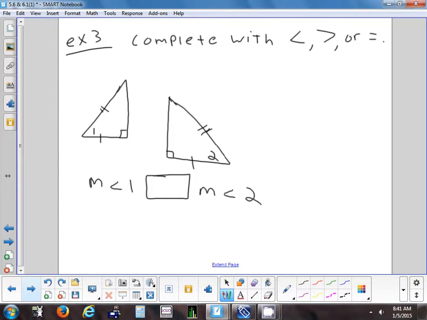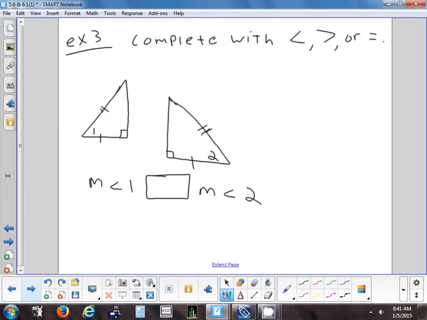Do we have two sides in one triangle marked congruent to two sides in another? Yeah, we get tick marks, right? We have a single tick mark on each side. That's one pair. On the hypotenuse, we have two tick marks on each. So we have two pairs of sides that are congruent matching up. So yes, the Hinge theorem does apply.